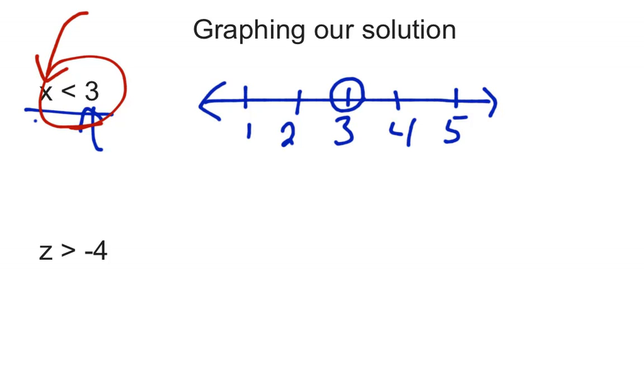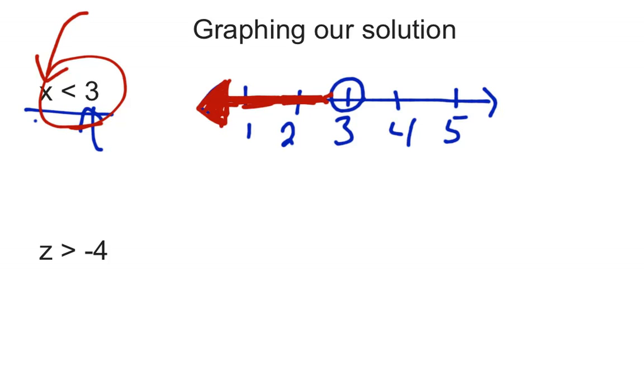Well, which numbers are less than 3? The 2 and the 1 are less than 3. So you're just going to take your pencil and shade in, coloring over all of those numbers nice and thick, including the arrow at the end. We want to shade that in nice and thick, because even though 2 and 1 are less than 3, it actually keeps going in that direction.